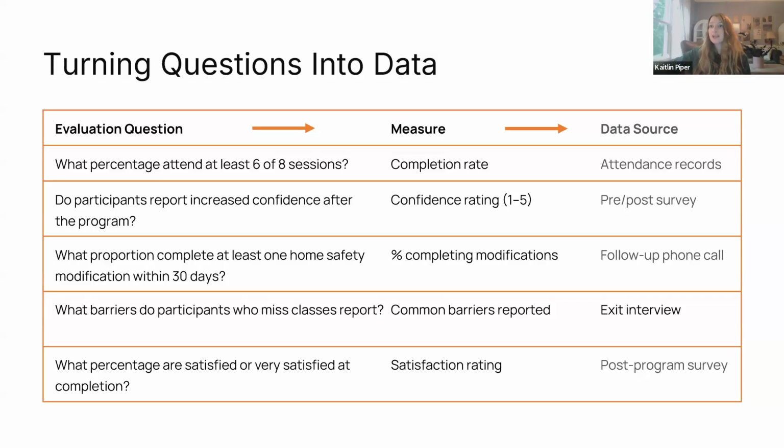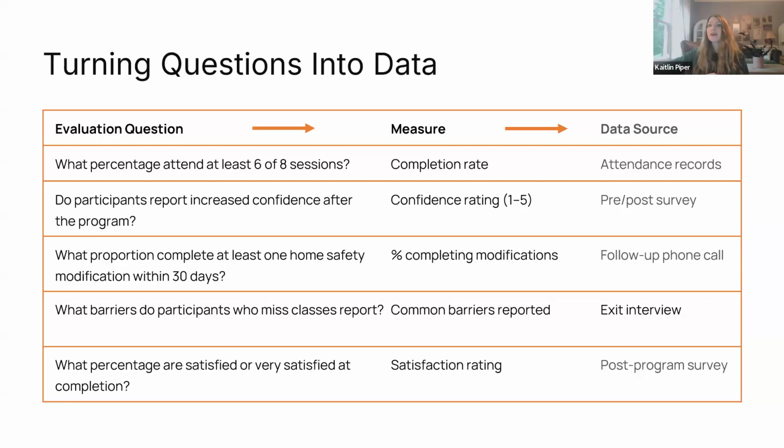Let's look at another example. Maybe your question is, do participants report increased confidence after the program? We can't directly observe confidence, so we need a way to measure it. We might ask participants to rate their confidence on a scale of 1 to 5 before and after the program, and we can see, did their confidence increase from before to after the program? So the measure is the confidence rating, and the data source is a pre and post program survey.